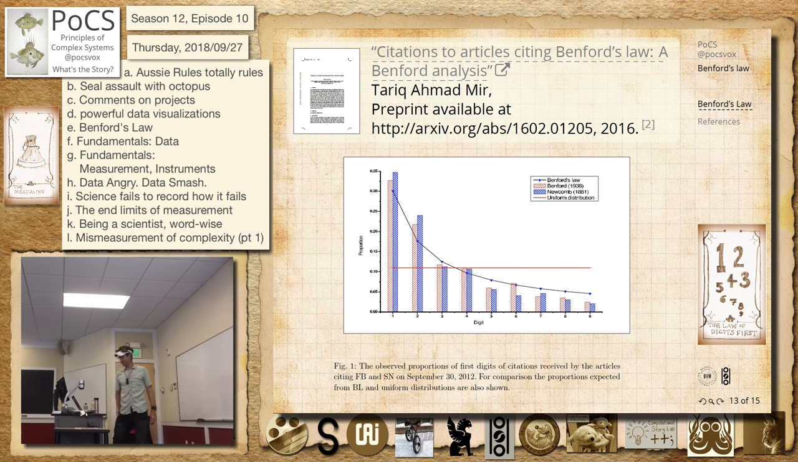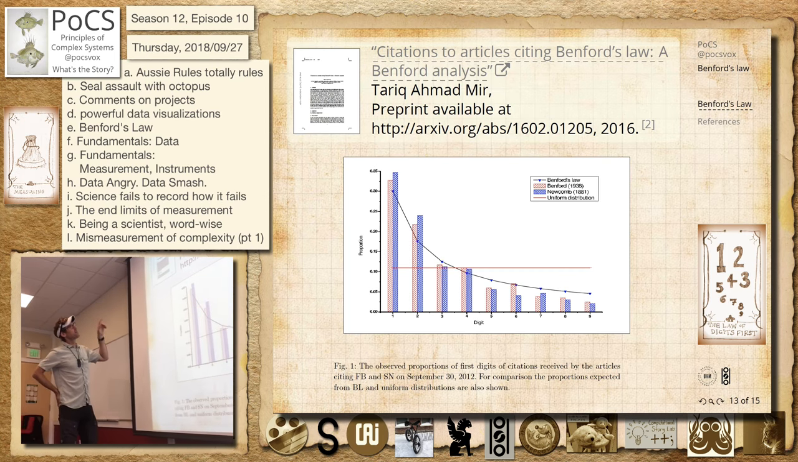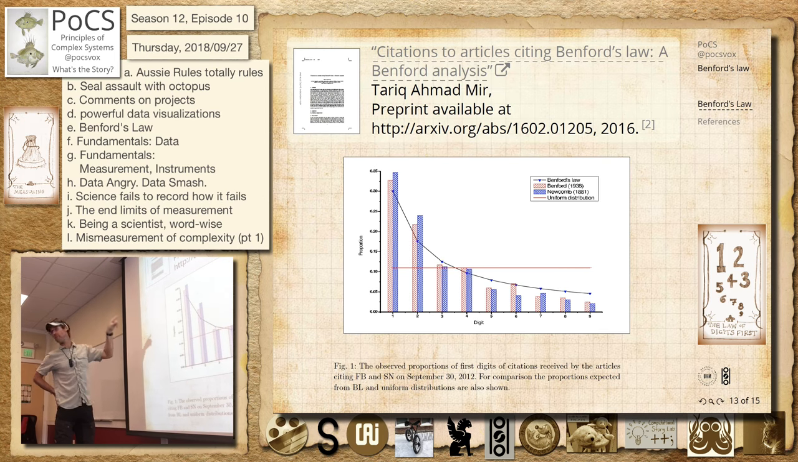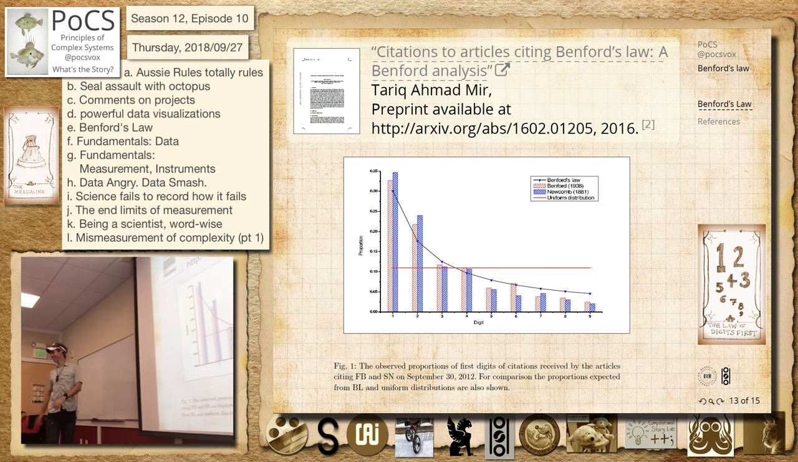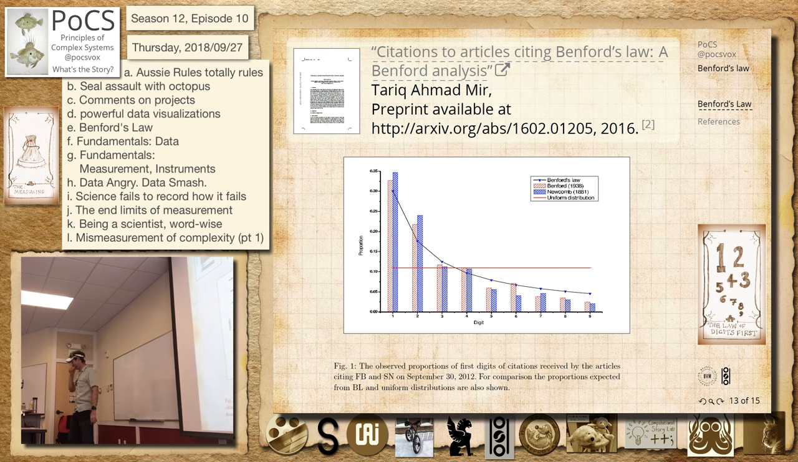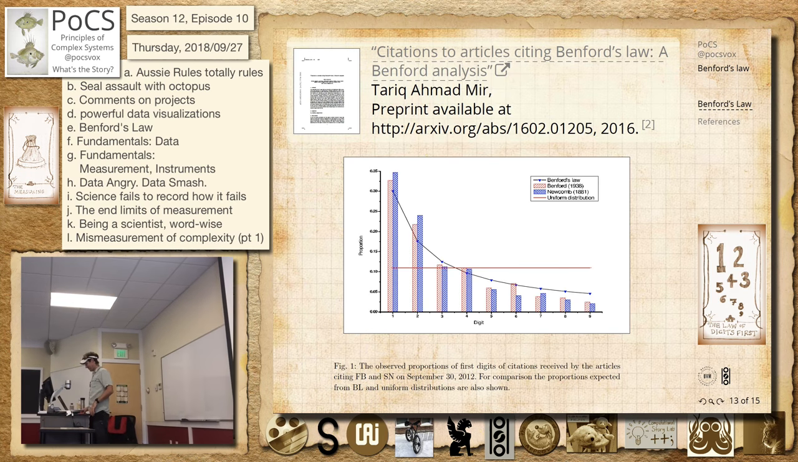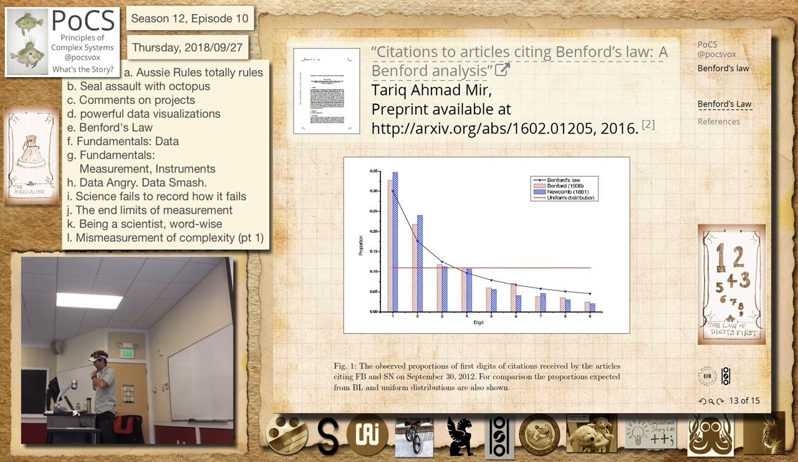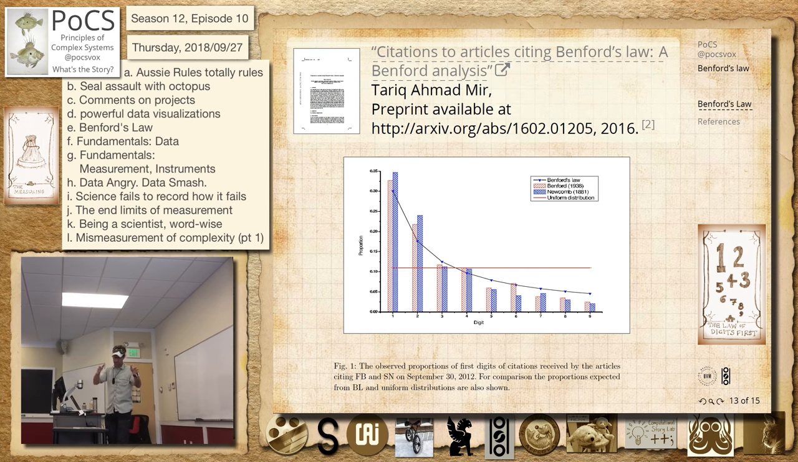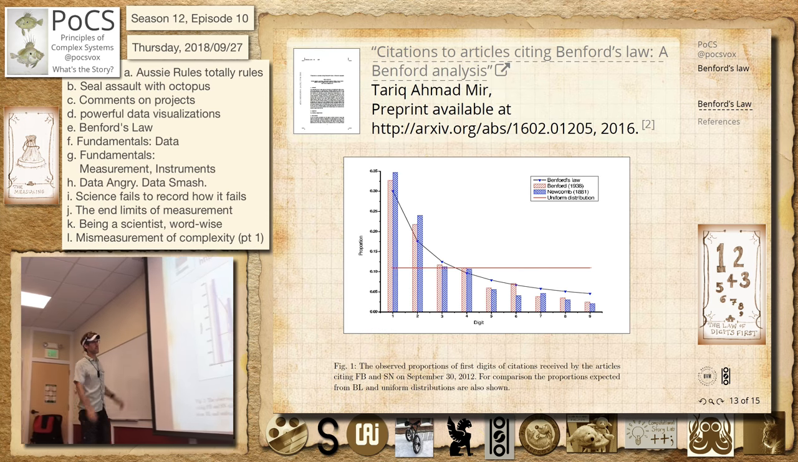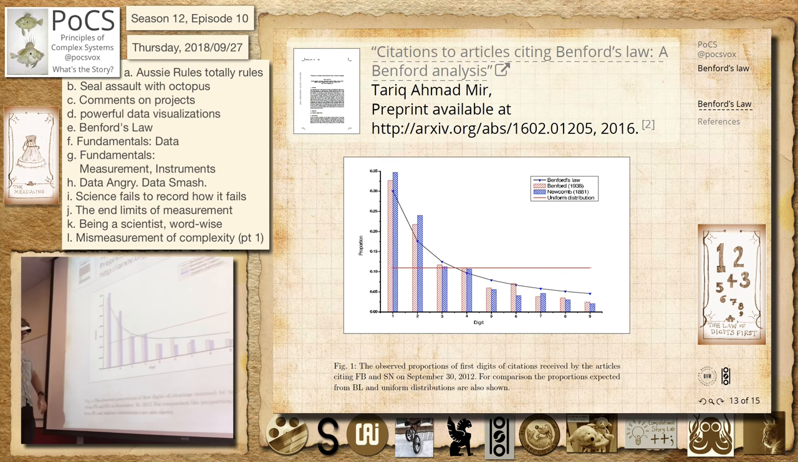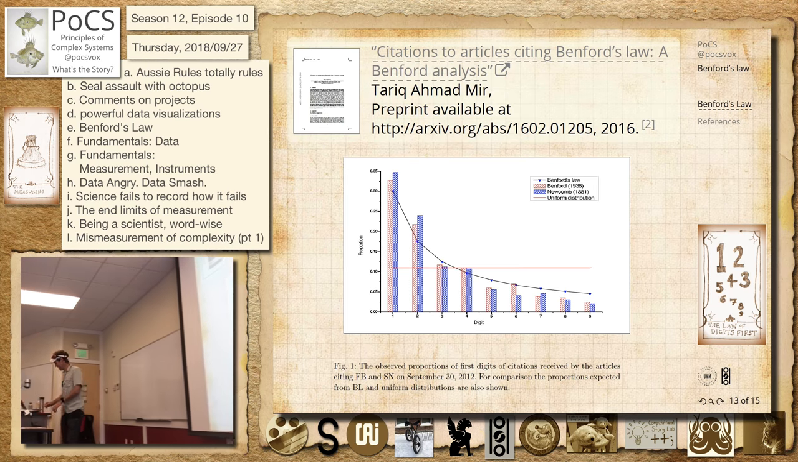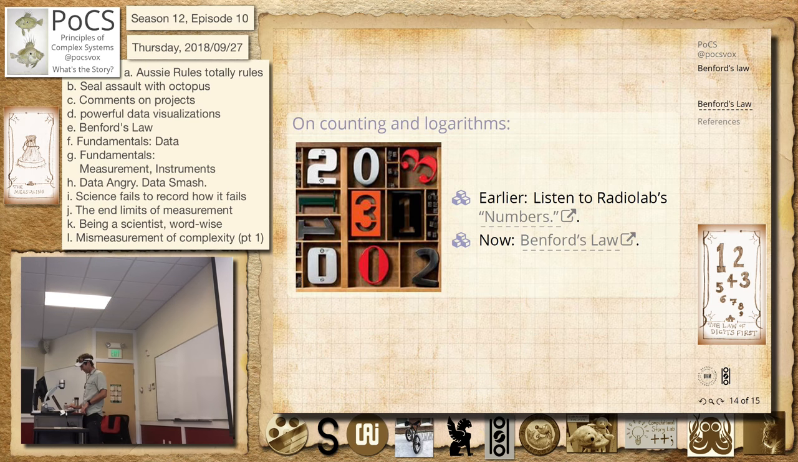All right. So this is a paper which is citations to articles citing Benford's law, a Benford analysis, and so of course it works out as well. Which of course we did with the citations to the original scale-free network paper, which is about the rich get richer kind of model with our rich get richer first mover thing. But I know, it can get a little too out of control. I love this sort of thing. Okay, so a little bit meta. It's sort of a turducken analysis.